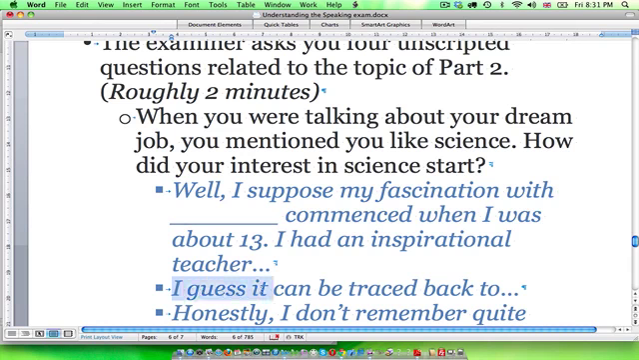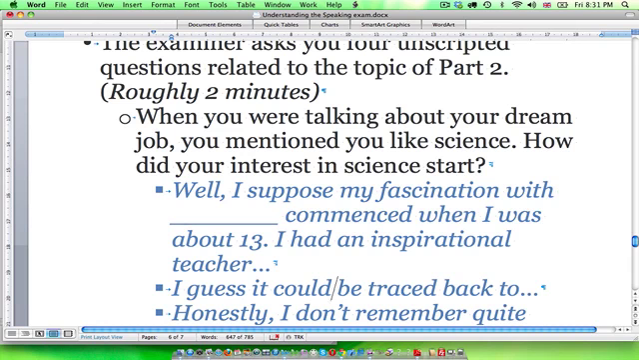How about here? Well, I guess it can be traced back to, now again, I'm drawing this out, or I could even change this to could, maybe sounds a little bit better. I guess it could be traced back to an inspirational teacher I had 20 years ago.